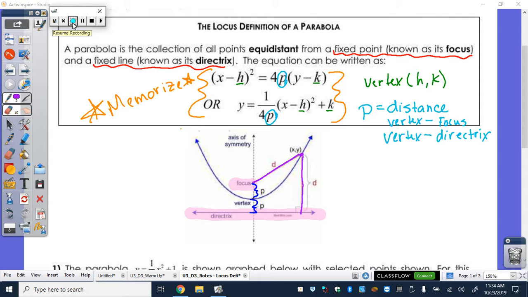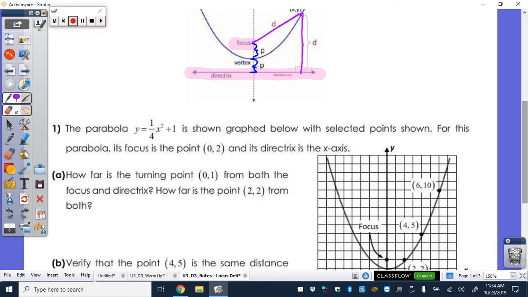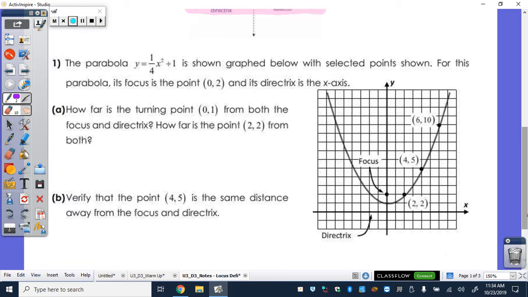So let's take a look at some examples down here where we're going to kind of keep working on that whole notion of points being equidistant from the focus and the directrix. So I've given you the graph here of the equation 1/4 x squared plus 1. The focus is right there at the point (0, 2), and I labeled it for you with an arrow. And then your directrix for this example is the x-axis. So right there on your x-axis, that is your directrix. So then again, the parabola just represents all of the points that are going to be equidistant from that focus and that directrix.